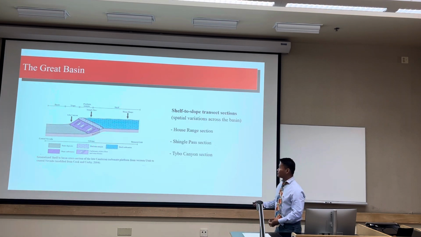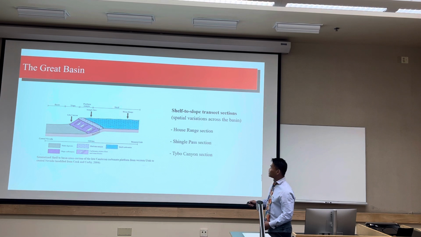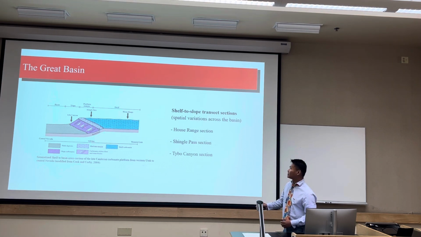So again, back to this diagram. We have the Huan section, it's right here. Shelf, inner shelf, with a little bit of fluctuation. Single Pass, the shelf margin, and then the Taibo Canyon. So this is like a debris flow. This is the Taibo Canyon section.